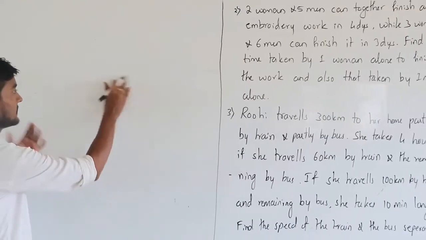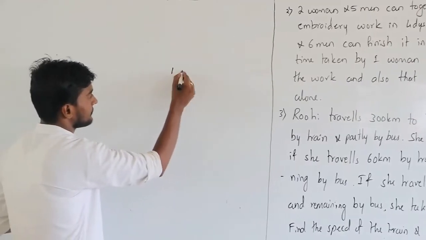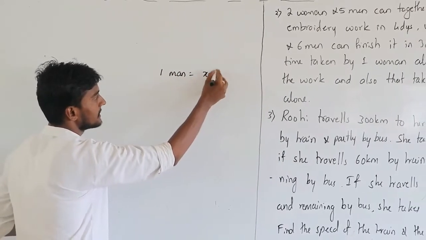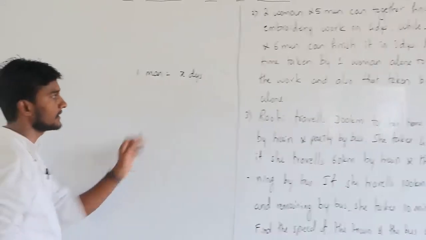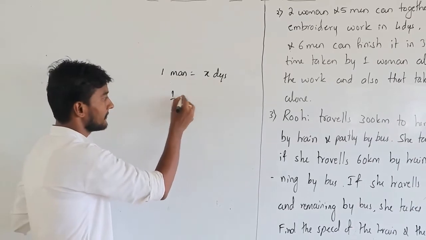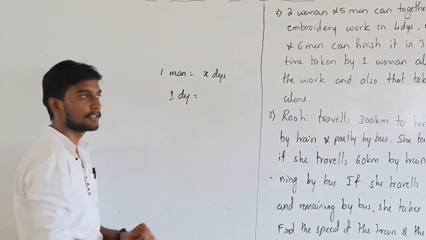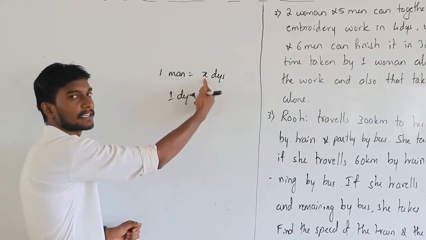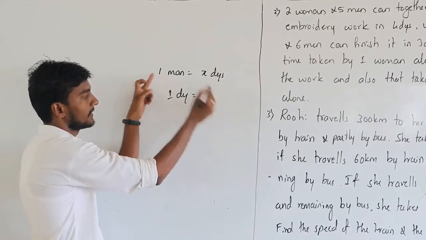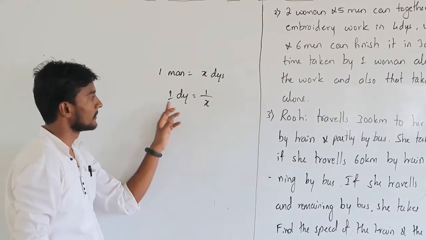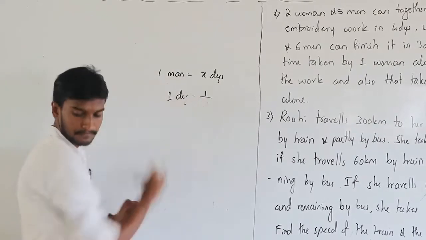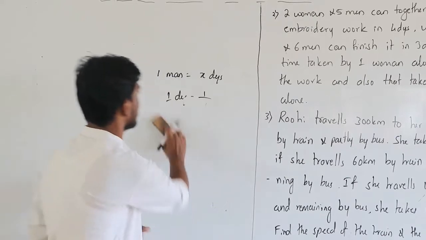So let us see here. Suppose one man can finish a work in X days. We don't know in how many days he will finish the work. One man can finish a work in X days means in 1 day, how much will he finish? We want only 1 day, so it becomes 1 divided by X. In 1 day, he will complete 1 divided by X of the work.